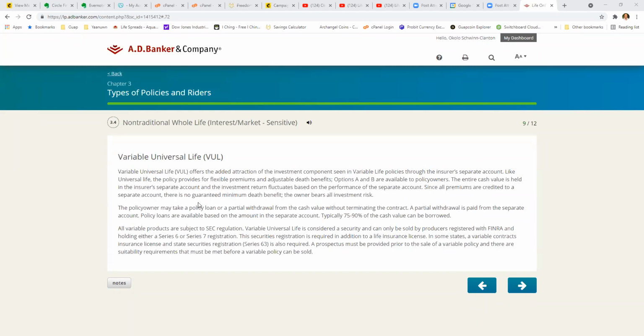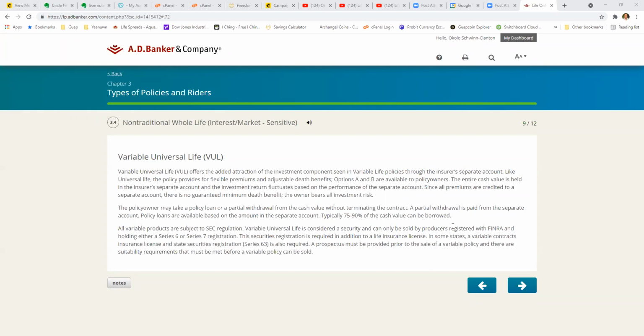The policy owner may take a policy loan or a partial withdrawal from the cash value without terminating the contract. A partial withdrawal is paid from the separate account. Policy loans are available based on the amount in the separate account. Typically, 75 to 90% of the cash value can be borrowed. All variable policies are subject to SEC regulation. So again, variable universal life is considered a security.